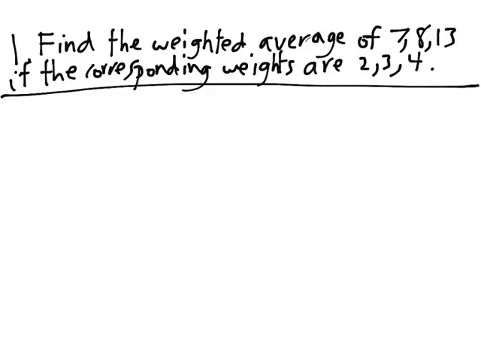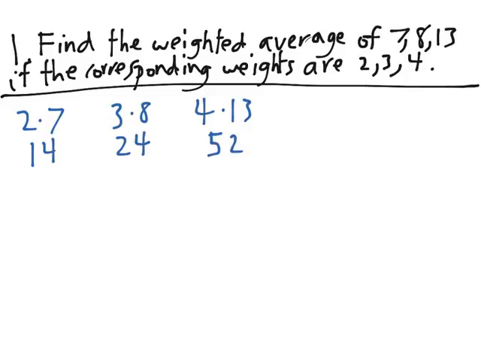Here are some examples of problems using weighted averages. Problem 1. Find the weighted average of 7, 8, and 13 if the corresponding weights are 2, 3, and 4. To find the weighted average, we first need to multiply each number by its weight. So 2 times 7, 3 times 8, and 4 times 13. 2 times 7 is 14, 3 times 8 is 24, and 4 times 13 is 52.